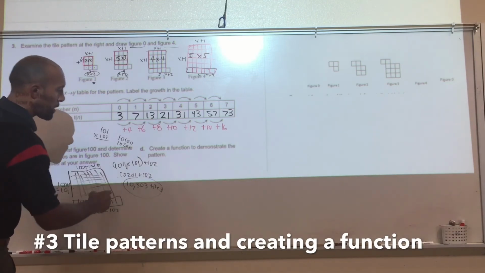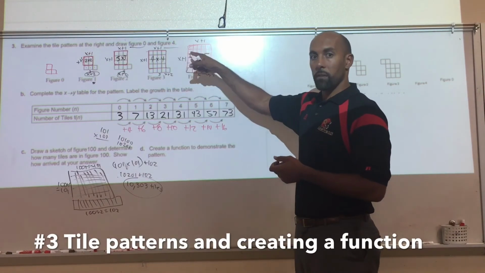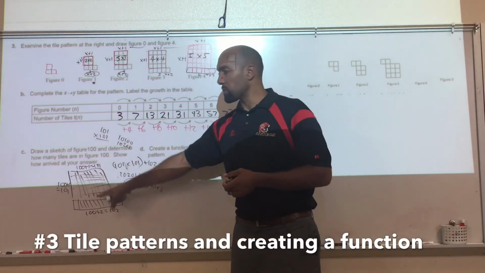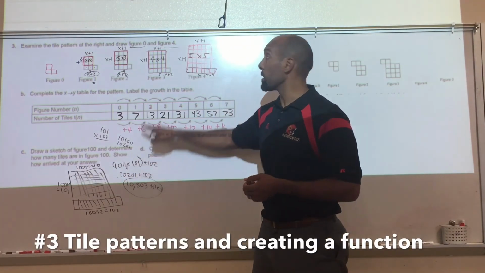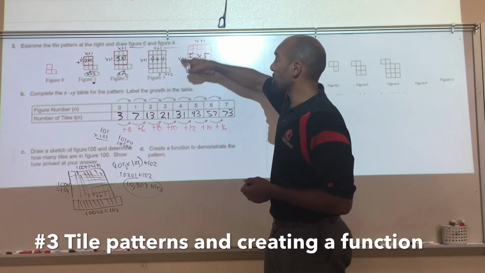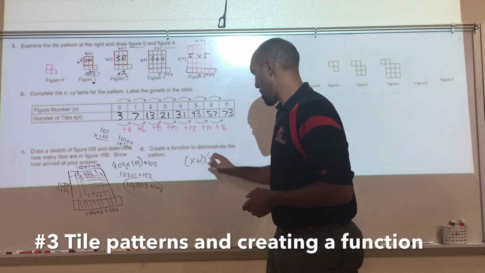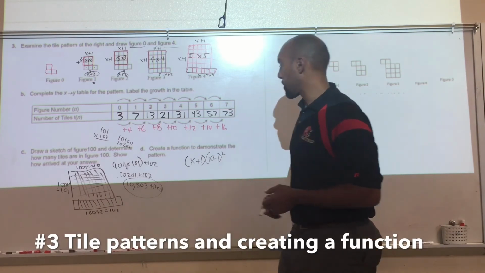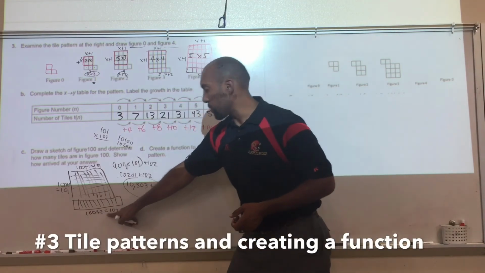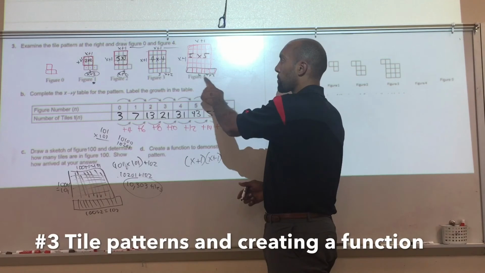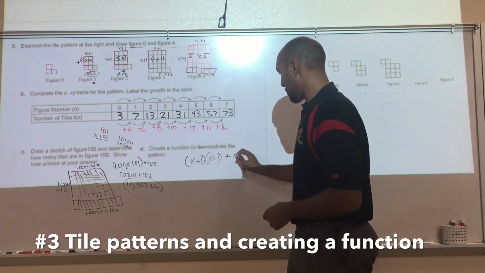All right, so now if I go to create a function, I had to follow this pattern here for the function. To get this total, I had to do this side times this side, 101 times 101. And in our figures, that's x plus 1 times x plus 1. Not squared, sorry. And then we had to add the bottom, 102. So the bottom is represented by x plus 2, so I'm going to add x plus 2.